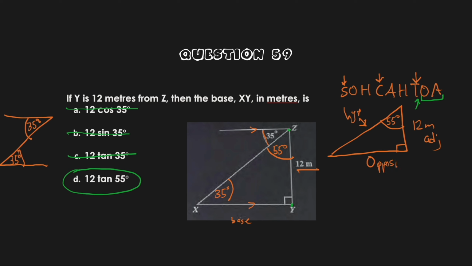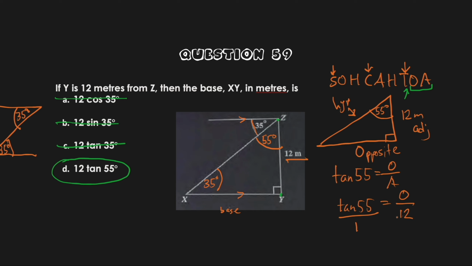Okay, the adjacent. So we're still going to use the tan formula, but this time we're going to say tan 55 is equal to the opposite over the adjacent. So tan 55 is equal to the opposite, which we don't know, over 12. Then we do the same process, we cross multiply. So we'll have 12 times tan 55, which is equal to our opposite. And as you can see, this is our answer here.